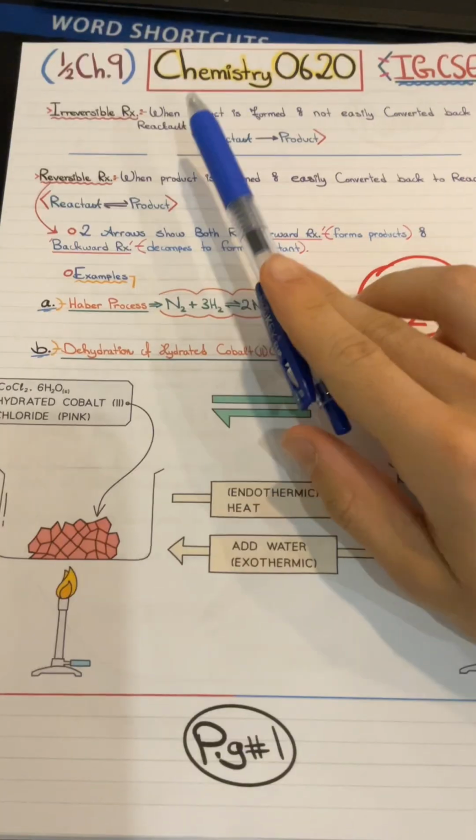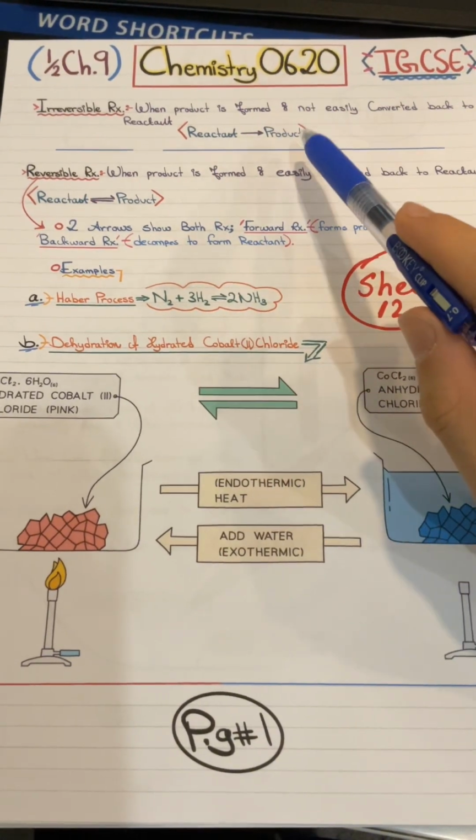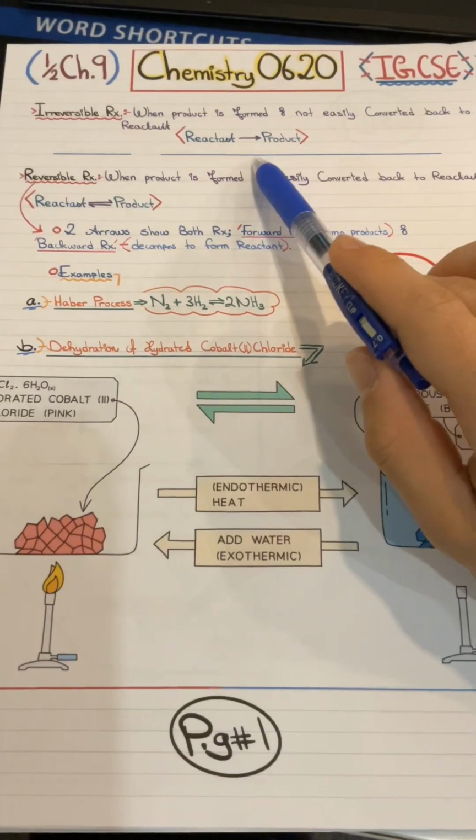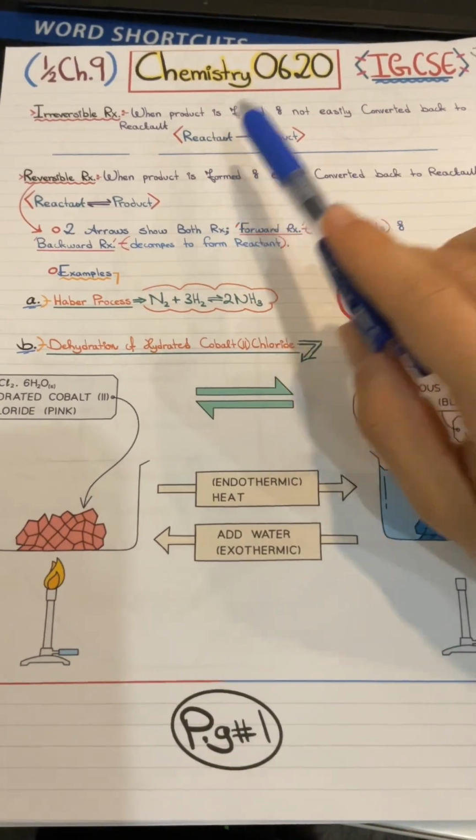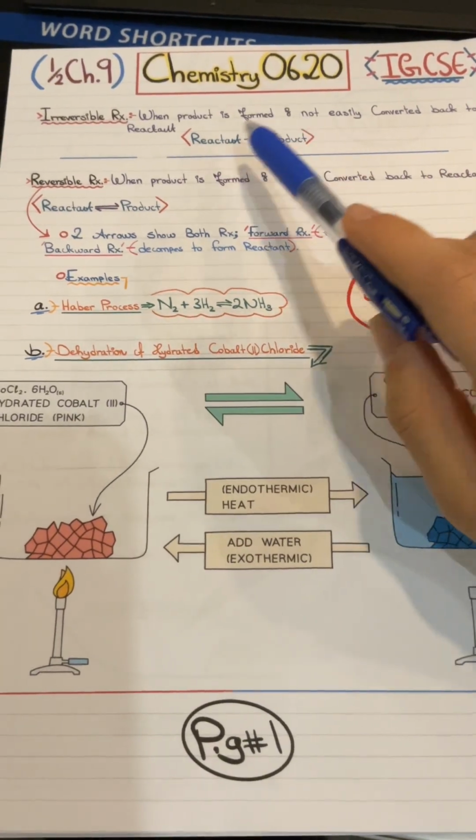An irreversible reaction is the common reaction that we are familiar with, when a product is formed and it is not easily converted back to a reactant. Straightforward, reactant to product, and hard to convert it back to the reactant.